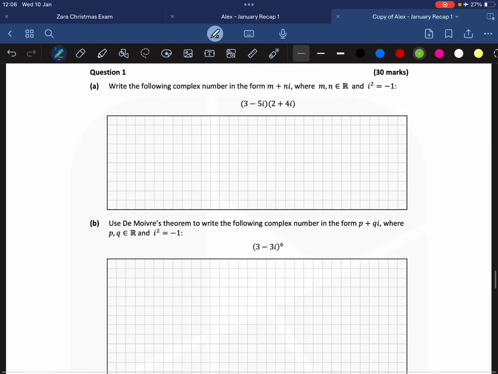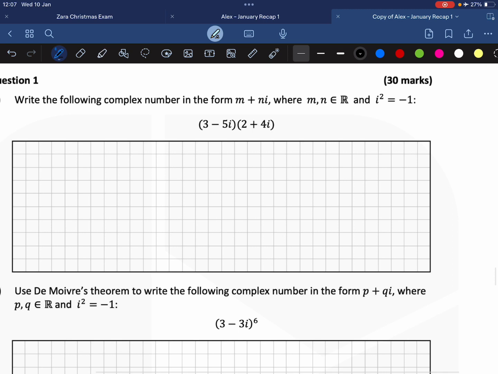Last two questions then. So we have complex numbers. It says write the following complex number in the form m plus ni, where m and n are elements of R, and i squared is equal to negative 1. Just multiplying out the brackets.